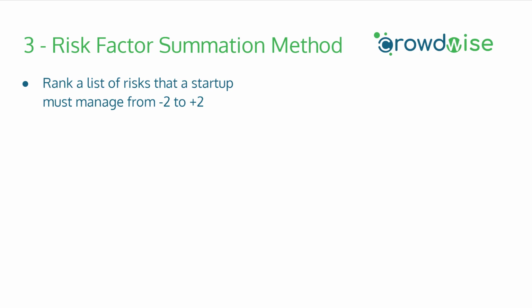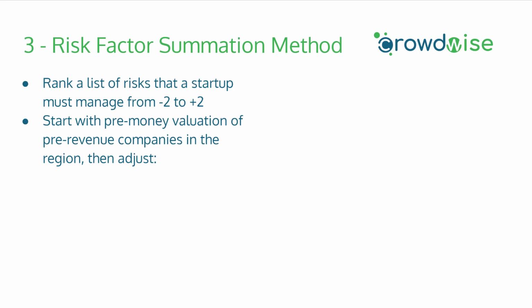The third method is the risk factor summation method. This method looks at a list of 12 risks that a startup must manage, and then you rank them from -2 to be unfavorable to a +2 for favorable. So you start with a pre-money valuation of pre-revenue companies that are similar in the region, and then you adjust based on those 12 risks. The monetary value that you adjust is you give it a $250,000 adjustment for each plus or minus one. So a +1 corresponds to plus $250K, while a -1 corresponds to minus $250K.